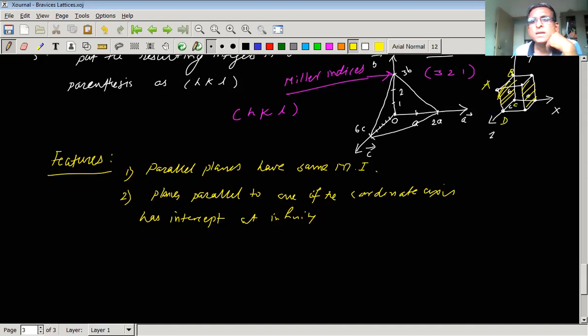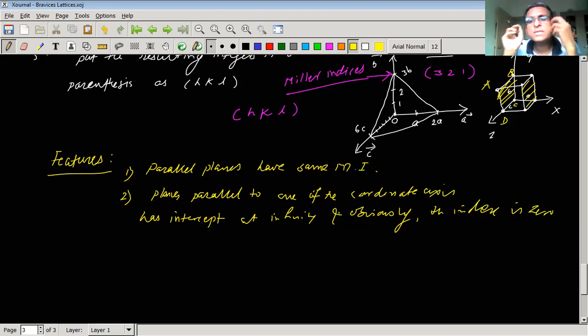So what we see here is that this plane is parallel to the Z axis. So obviously it will never intersect the Z axis. Because of that, we can say its intercept will be at infinity, and accordingly the index will be 0, because the index is nothing but the reciprocal of the intercept at the axis.